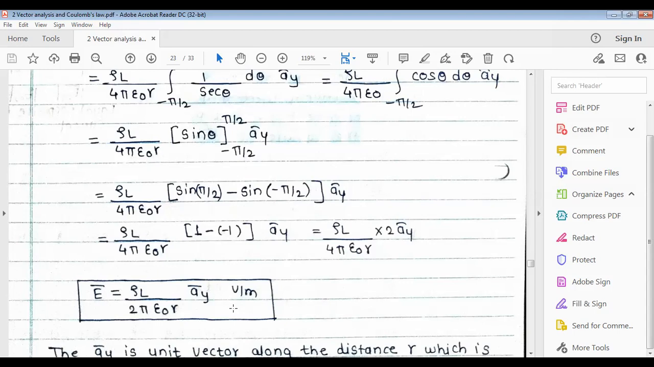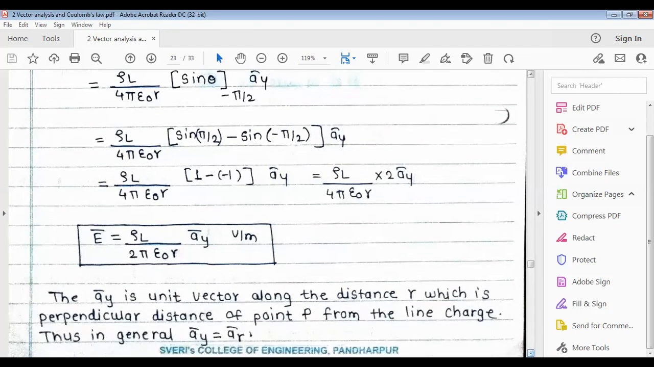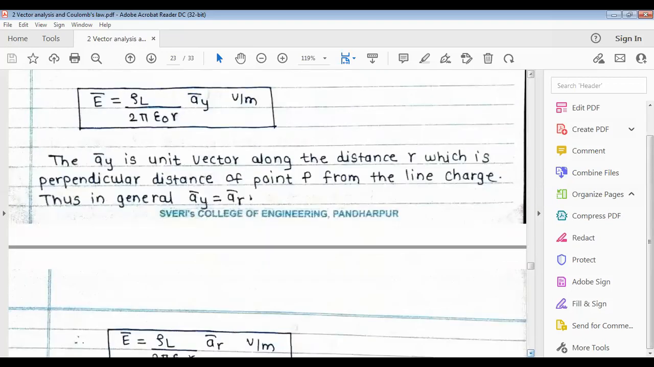On the Y-axis we considered point P. We are finding this electric field at point P, which is located on the y-axis. But it is not necessary that point P is located only on the y-axis. That point may be on any axis.